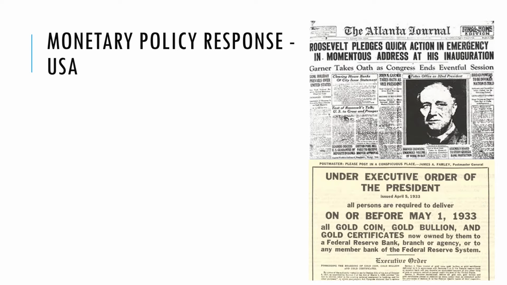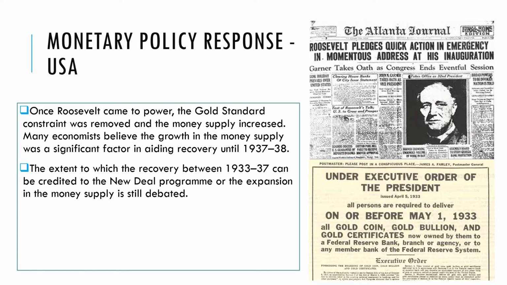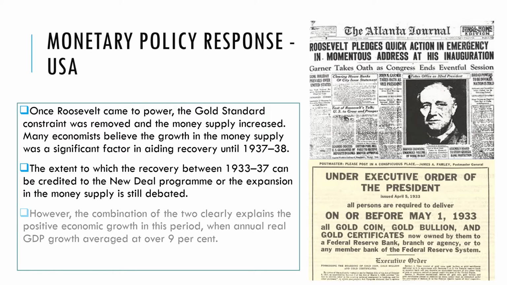They also introduced a monetary policy response. They removed the gold standard, so they said that money no longer has to be directly linked to an amount of gold, and as a result they were able to increase the money supply. Again, there is some debate over how much the increase in money supply helped the recovery, but certainly a lot of economists think it was significant. So between 1933 and 1937, the economy recovered, but it was 4 years after the recession had begun. And the combination of the two, the fiscal policy response and the monetary policy response, are credited with restoring GDP growth to about 9% average.